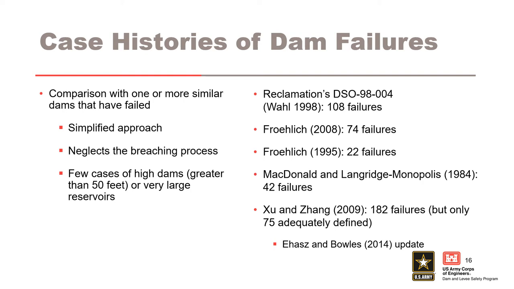Froehlich 2008 is another well-known database. Xu and Zhang 2009 collected 182 failure cases, including some from China that were not previously available. Nearly one half are for high dams. Details of 75 failure cases had sufficient information for developing breach parameter models. This database is unique in that it attempts to characterize embankment erodibility.